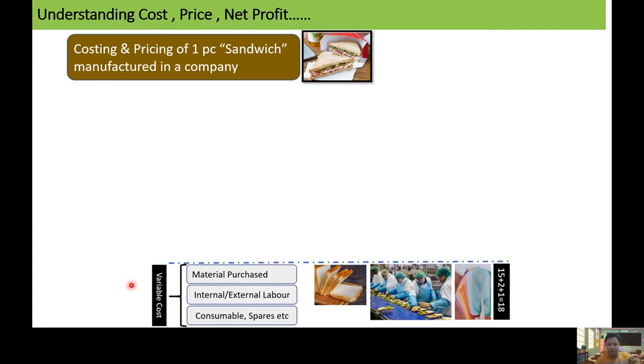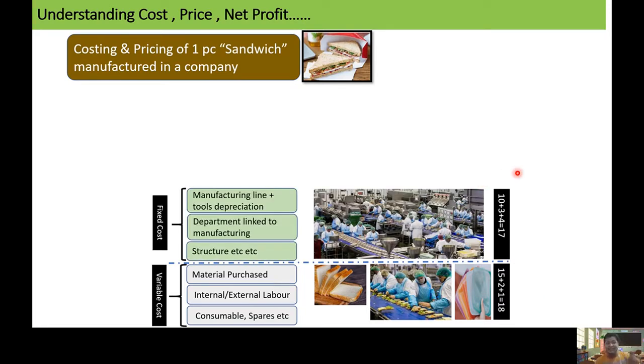The first part of the costing process is called the variable cost. Why is it called variable? Because it is directly linked with the customer order, like the material cost, the labor cost, the consumable cost. So let us consider that the variable cost to manufacture one piece of sandwich is 18 rupees for this company. I'm considering the unit of measurement as Indian rupees for everyone to be on the same page.